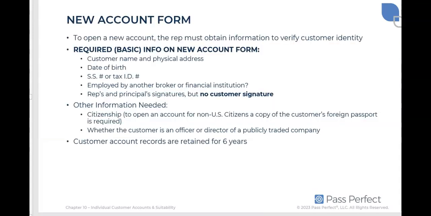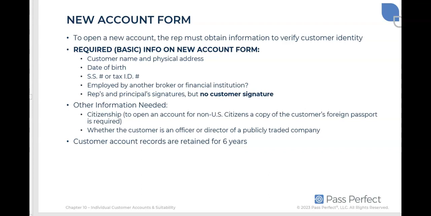Okay. So folks, when opening a new account, like many things in this world, it starts off with some paperwork. Right. To open an account, the rep has to get information and also has to verify the customer's name, right? Full legal name, a street address, a real street address, not a P.O. box. We can mail to a P.O. box, but we have to have the actual address on file.